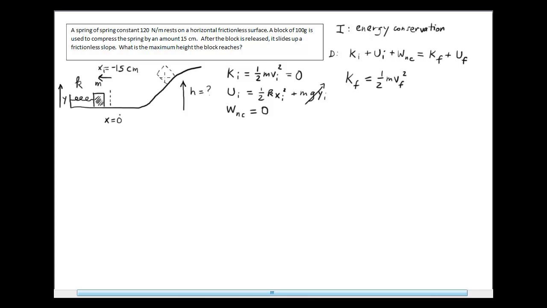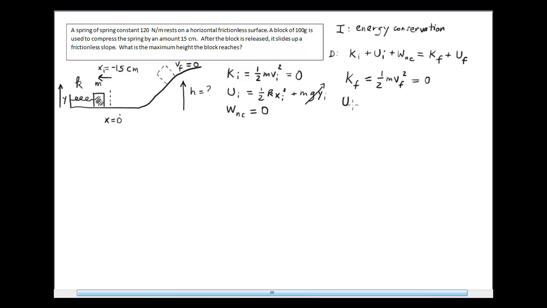But as I look at the problem carefully, if the block reaches its maximum height, it will do that right as it stops. And then, of course, if there's no friction on the slope, it'll slide back down again. But the maximum distance up the slope will be reached when it stops. So v final is equal to 0, and that makes this term go to 0.